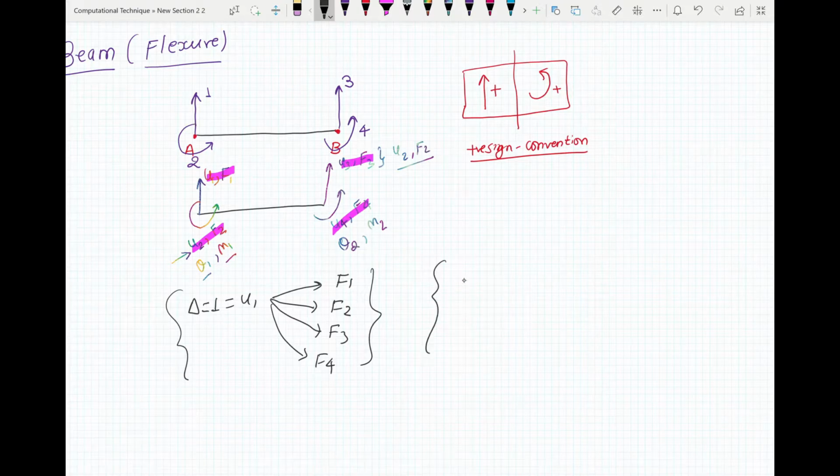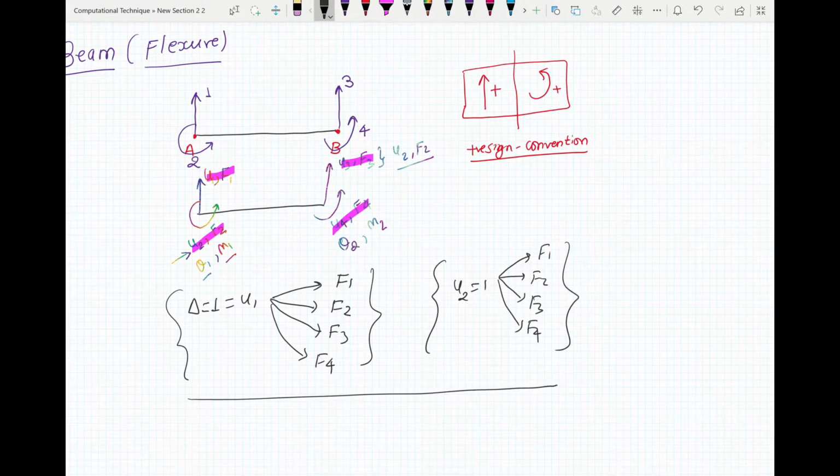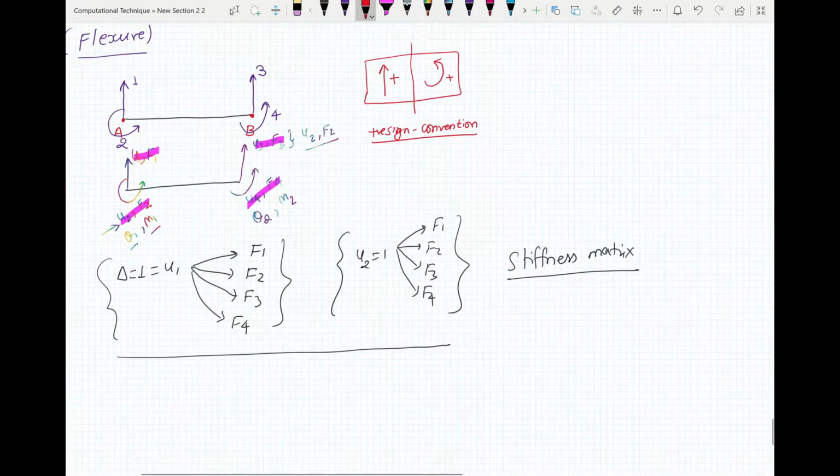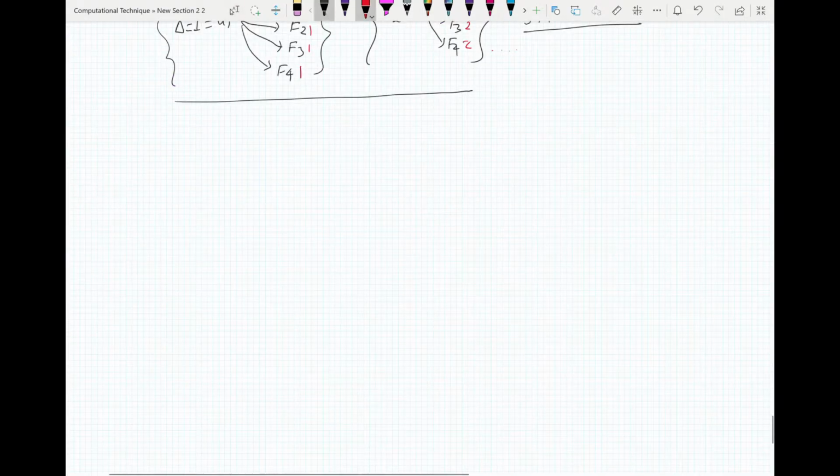Similarly, here also you have to find, when u2 equals 1, the forces in each of the degrees of freedom. All this will give you your stiffness matrix. We can also write, because we are looking at the effect of degree of freedom 2 on degree of freedom 1, here degree of freedom 2 on degree of freedom 2, and so on. Now to do this, we have to apply unit displacement in each of these degrees of freedom.